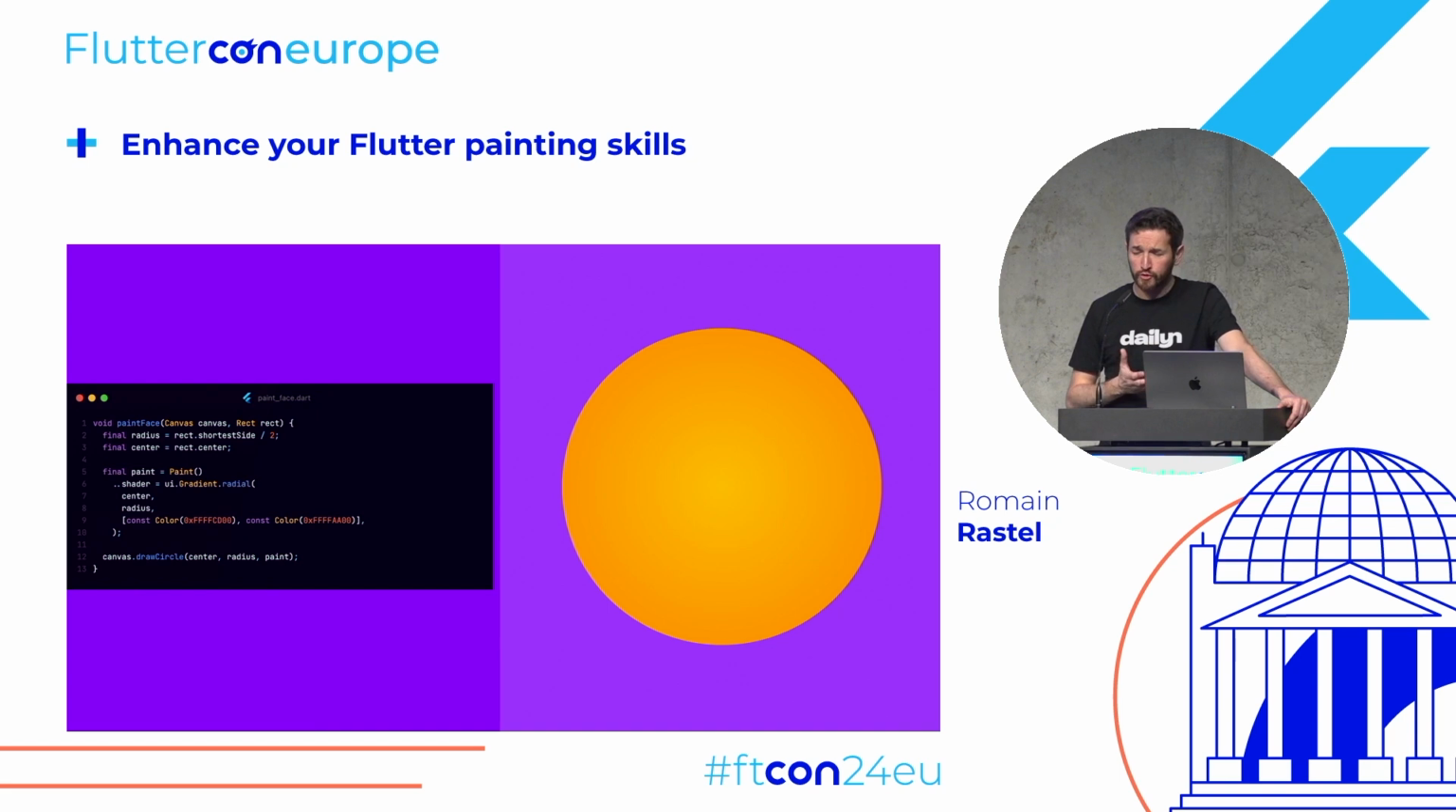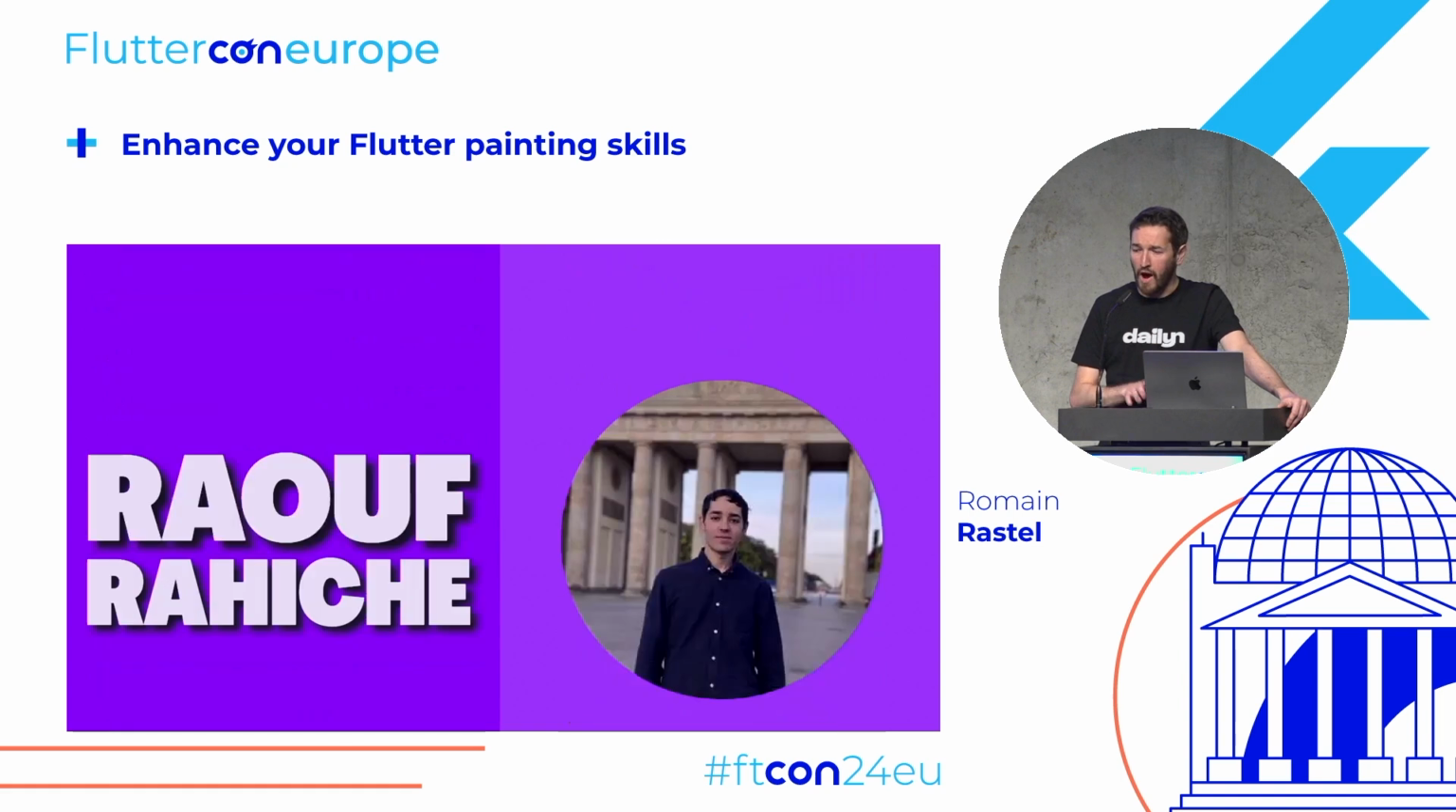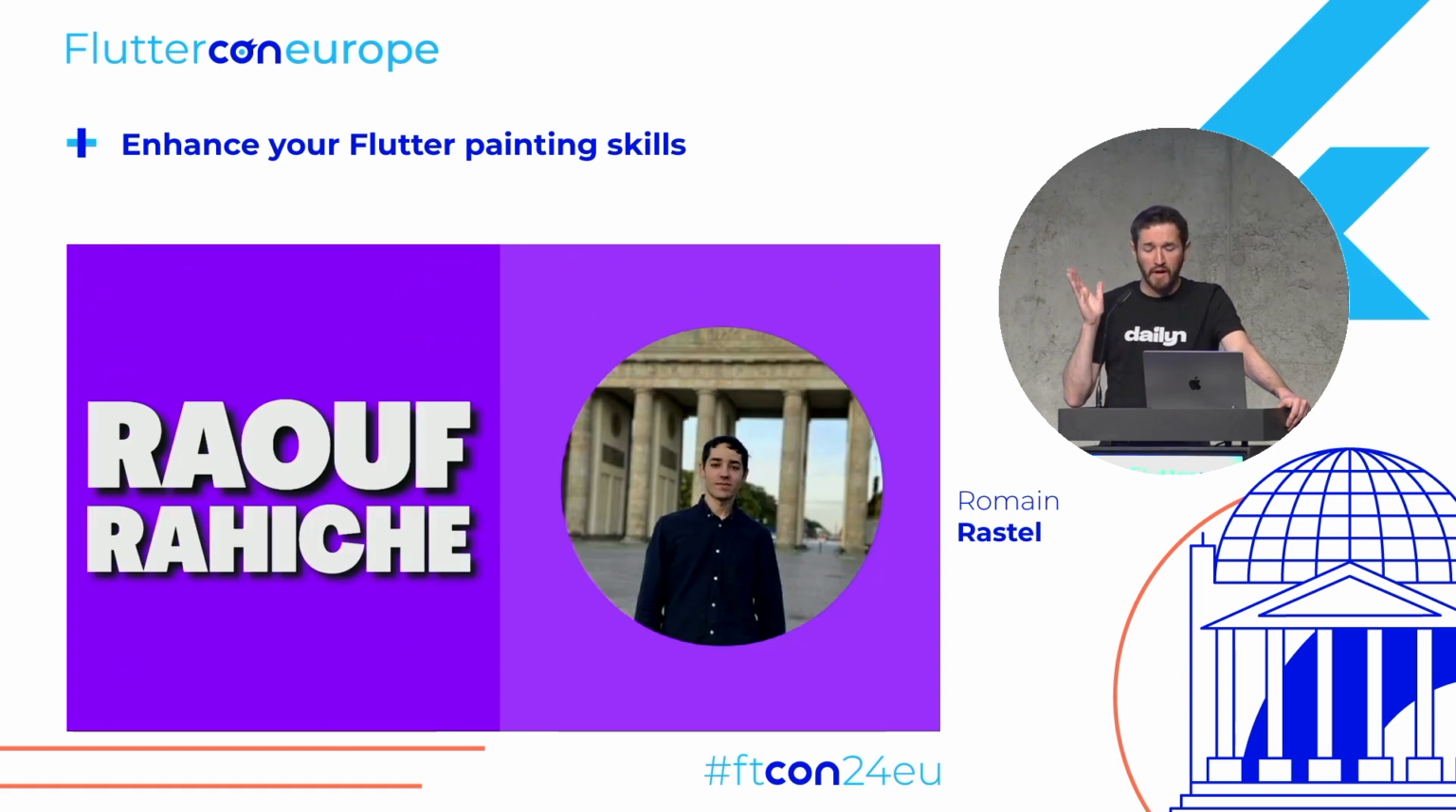But we can also use other sorts of shaders. We can use an image shader or even a fragment shader. And if you want to know more about fragment shaders, Henan and Raif made great talks about them. And in fact, in 2 hours in this very room, Raif will be speaking about fragment shaders. So if you want to know more about them, you know where to be in 2 hours.